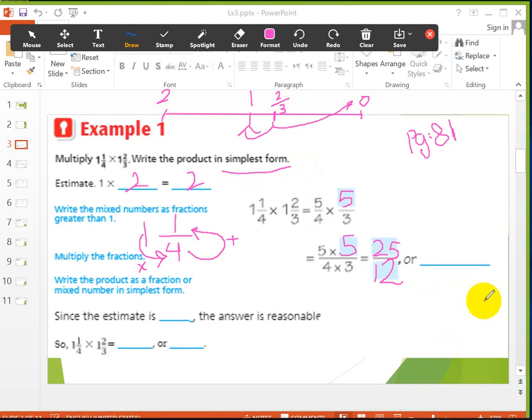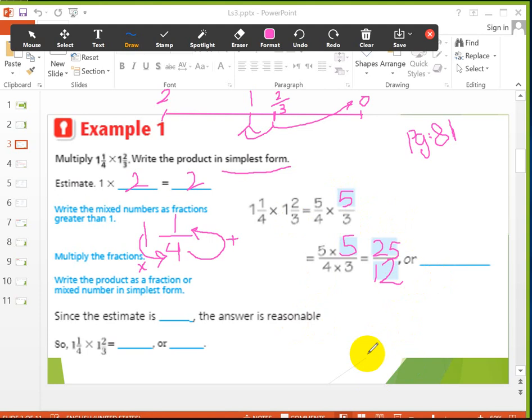So what I have to do here, look, I can't find the greatest common factor for numerator and denominator. Why? Because look, numerator greater than denominator. That means I can write this number as a mixed number. How will I do that?